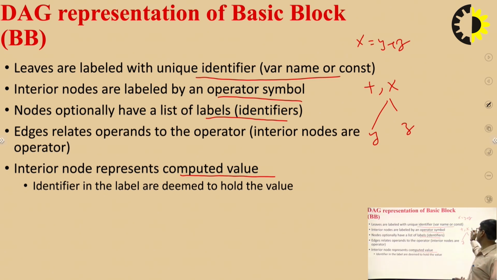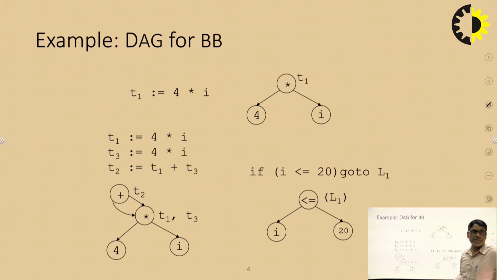Every time you get a value at the interior nodes. So the internal nodes hold that value, whatever value is calculated, and the analysis of those particular values is what basically optimizes the basic block. We will see in the next PPTs how we can optimize these basic blocks using this directed acyclic graph representation. So this is the example of a DAG.